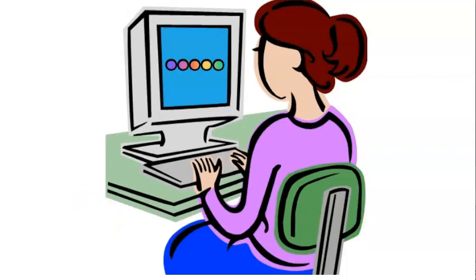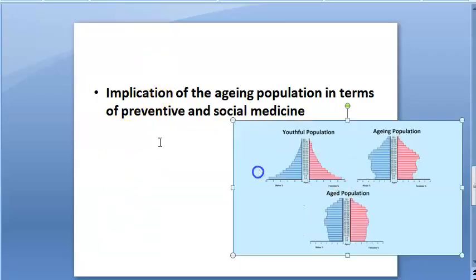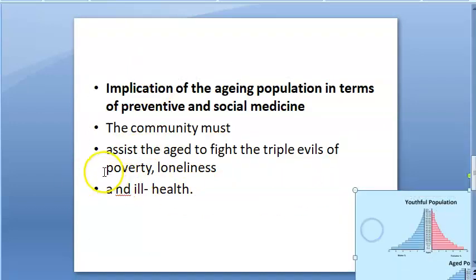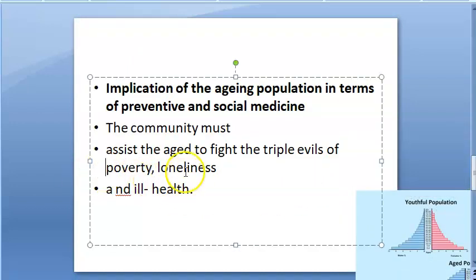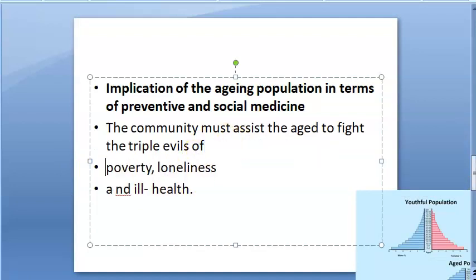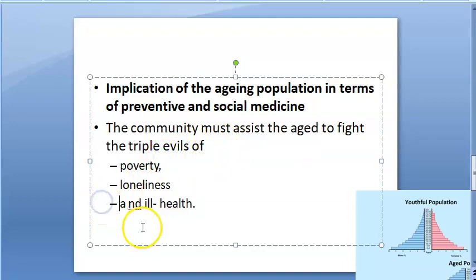See, they are telling here the community must assist the aged to fight triple evils. What are the triple evils of the aged? Poverty, loneliness and ill health. What all are these problems that these people will have? Poverty. I think poverty somehow they can tackle, but loneliness and ill health is more difficult to tackle. What do you think?